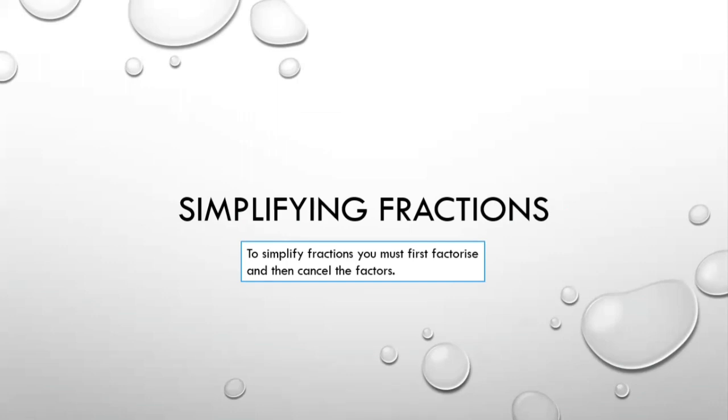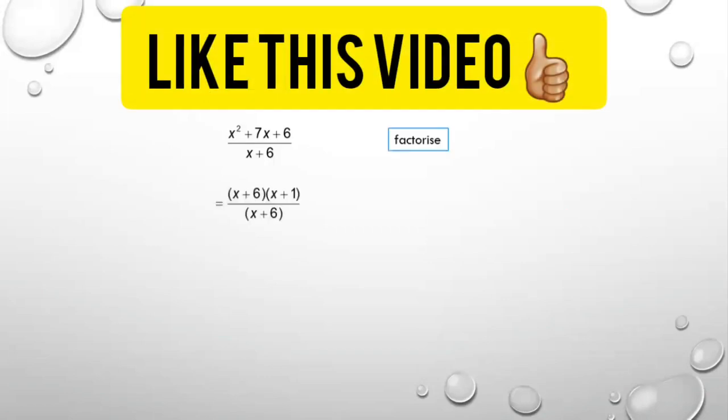So these types of questions are there in the IGCSE curriculum, and of course CBSE also. So x square plus 7x plus 6. What we do is we find the factors of x square plus 7x plus 6 and then we simplify it further. Factorizing it, you get x plus 6 and x plus 1.